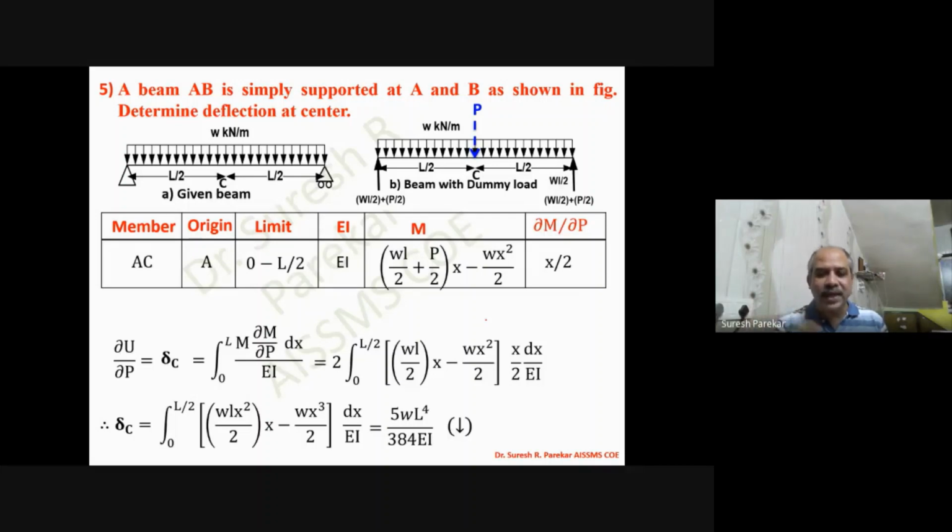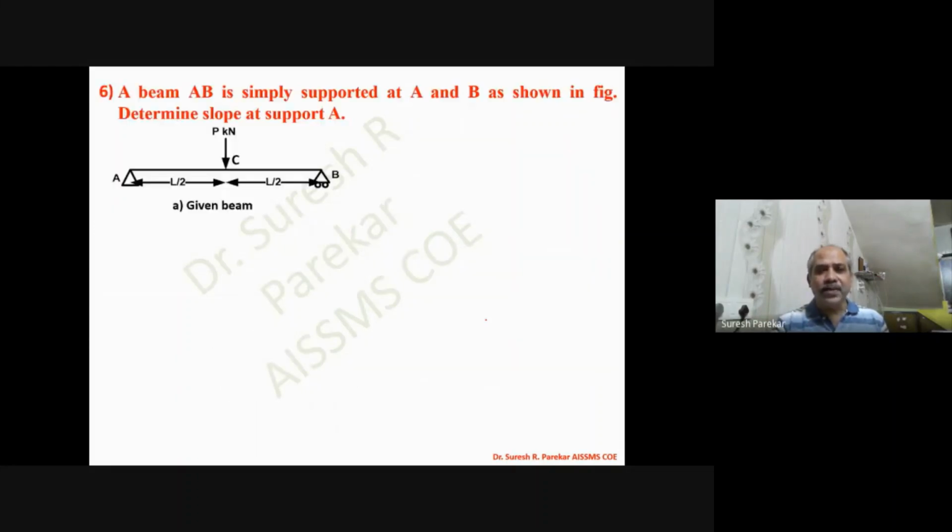Now, integration, you can do it. We will not go into detail with this integration. Then we will go with the next problem. So I am going a little bit fast.